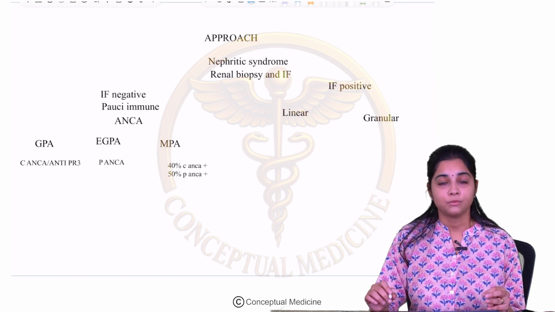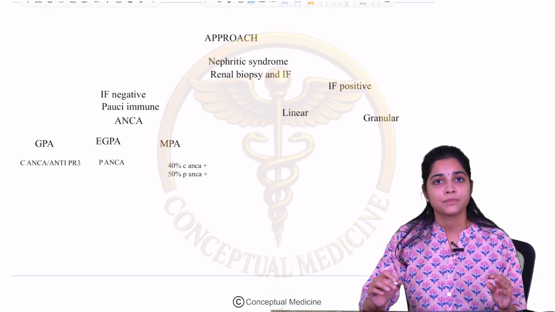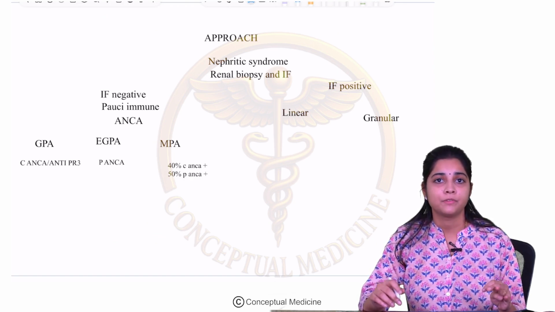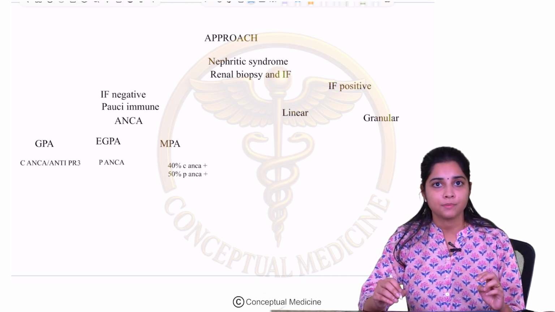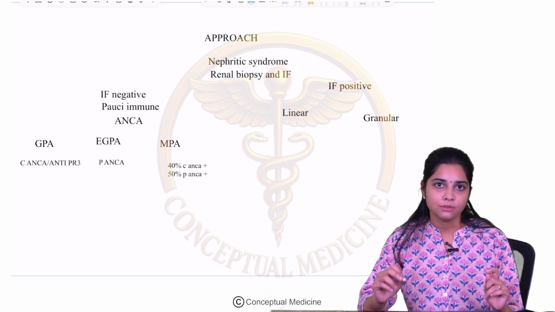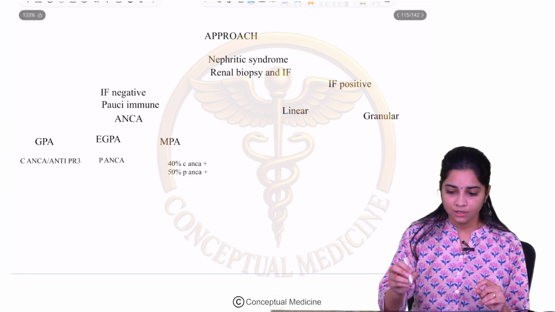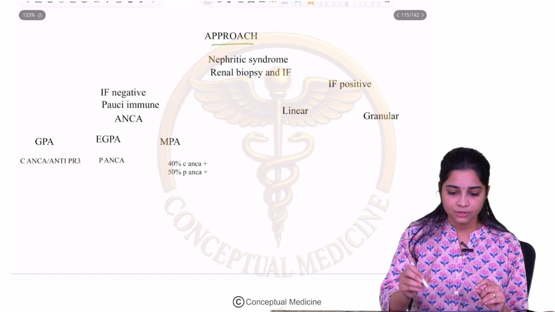So this is about how you diagnose your glomerular disorders and the patterns of deposition of your immune complexes. Now we have looked at what are all the types of glomerulonephritis, how do you differentiate between nephritic and nephrotic syndrome, and how do you diagnose based on your biopsy. Now let us put all of these together. So what is your approach? How do you approach glomerulonephritis?